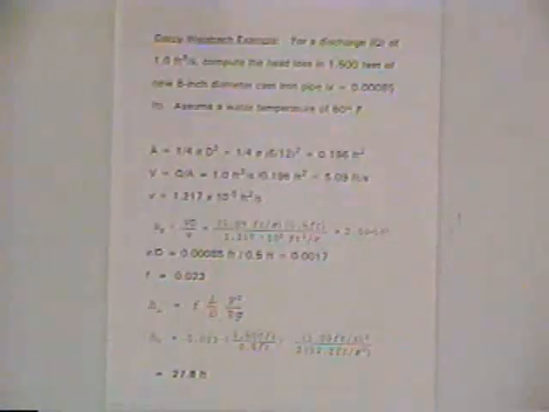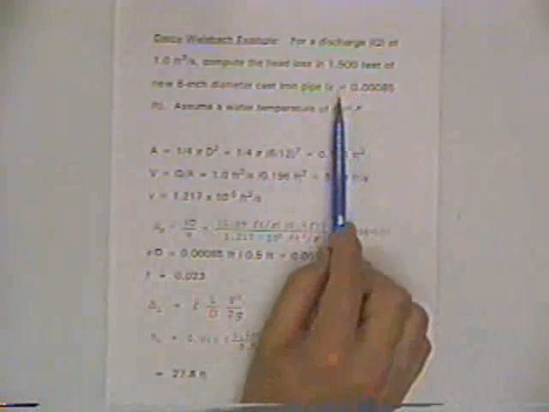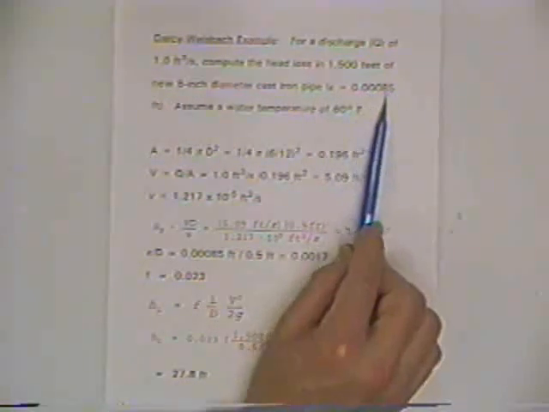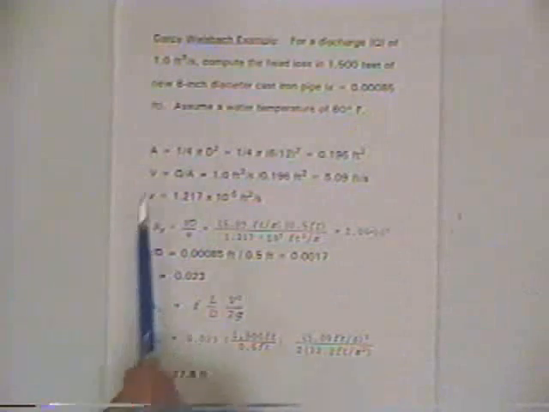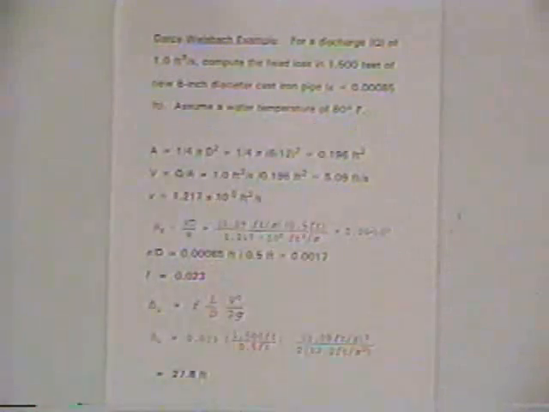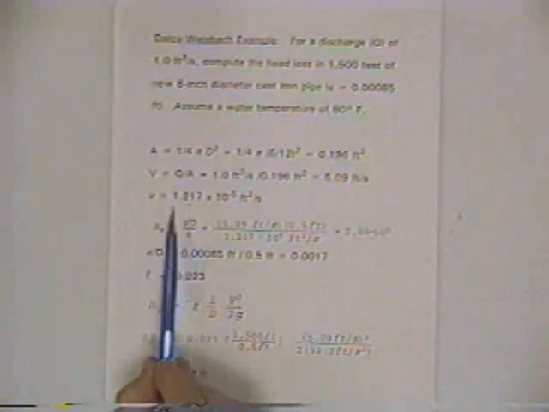Okay, so let's use the Darcy-Weisbach equation with the Moody diagram to estimate a value for the friction factor. We've got a discharge of 1 cubic foot per second flowing in a pipe, and we want to compute the head loss in 1,500 feet of new 6-inch diameter pipe. In this problem, it gives us epsilon at 0.00085 feet, representative roughness there. And we're going to assume a water temperature of 60 degrees Fahrenheit, and what that's going to do for us is give us a kinematic viscosity.